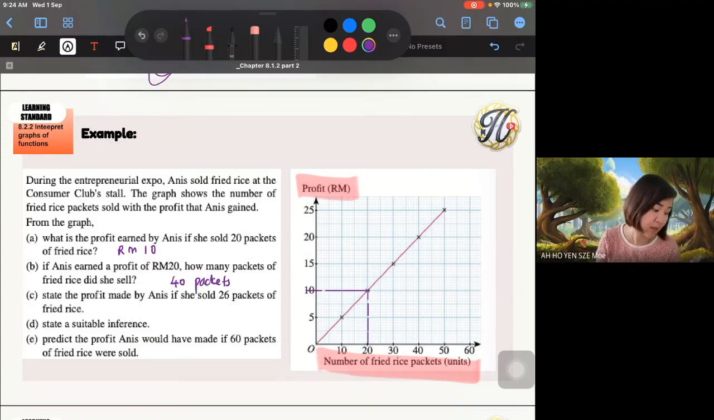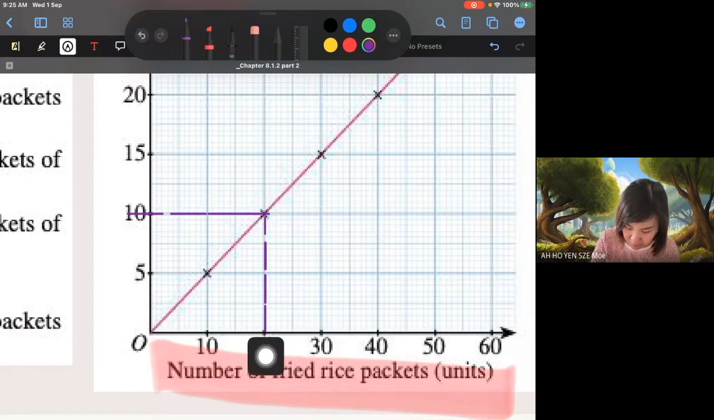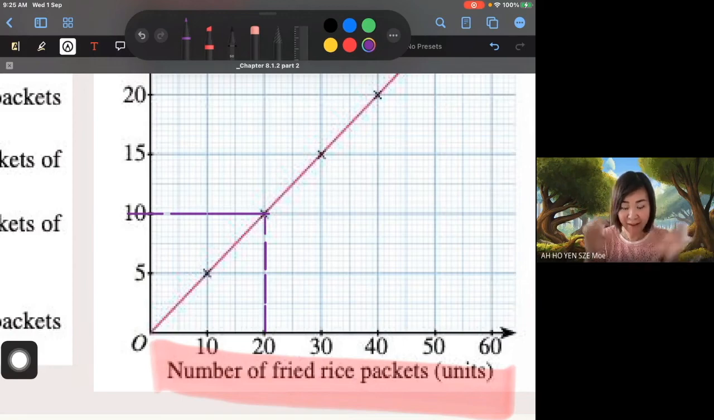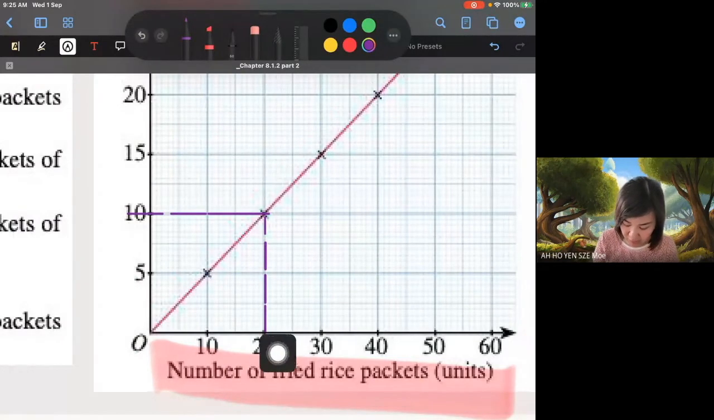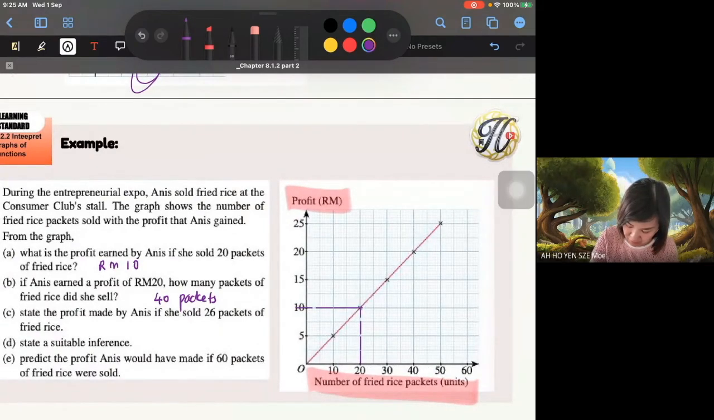40 packets. Okay. So the next one, state the profit made by Anis if she sold 26 packets of rice. Okay, so 26 you have to find from here. This is 30 here, this is 20 here. So the small boxes: from 20 to 30, that's 10 boxes, right? So 26 is 6 boxes after the 20. You count 21, and then actually the middle is 25. So after 25 is 26, and you go up. This one is a bit small, so roughly like this. This is 5 here, this is 1 here. I don't use my ruler. So roughly like that. You can see from the textbook.